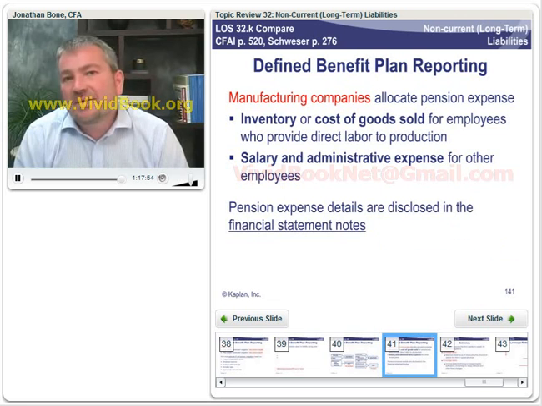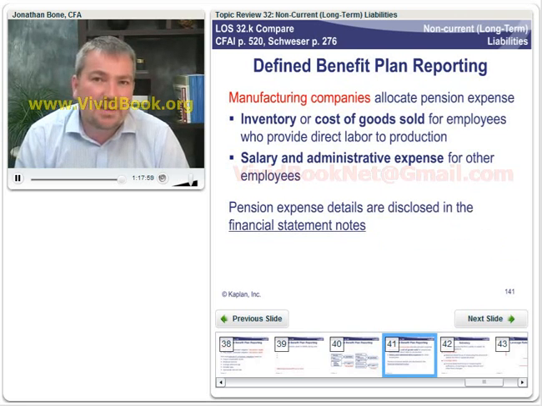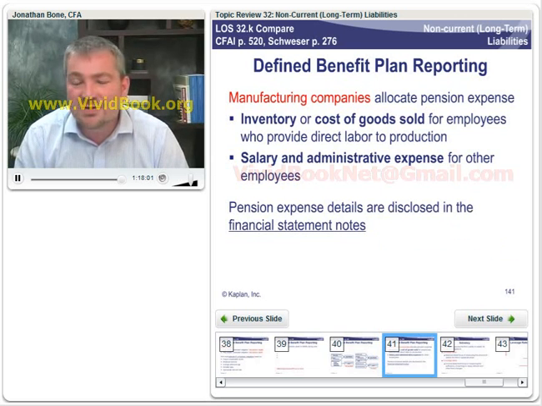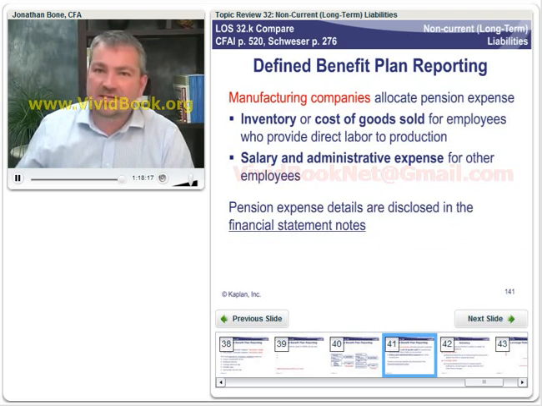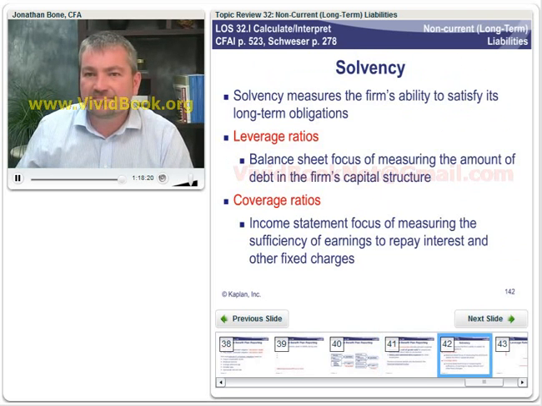Notice as well, with defined benefit plan reporting, a manufacturing company will allocate its pension expense both to inventory or cost of goods sold for employees that are directly related to the production process. For any employees that are not related to the production process, then it's going to be included in your sales, general and admin expenses. And again, pension details are going to be disclosed in the financial statements.